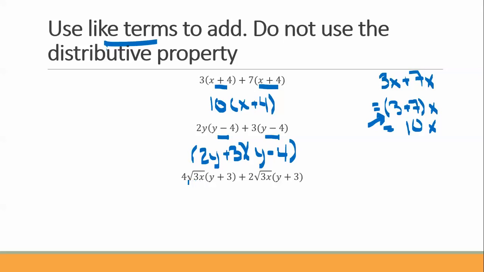This next one, we have 4 square root of 3x plus y times y plus 3 plus 2 square root of 3x times y plus 3. This looks really complicated, but notice this and this are the same. They're both square root of 3x times y plus 3. They're exactly the same, so that means they're like terms. So we have 4 of this ugly chunk and 2 more of this ugly chunk. So we end up with 6 total of that ugly chunk, which is 6 square root of 3x times y plus 3.